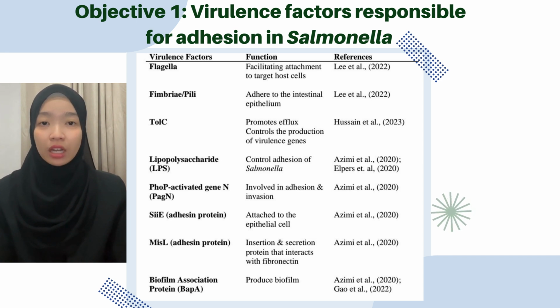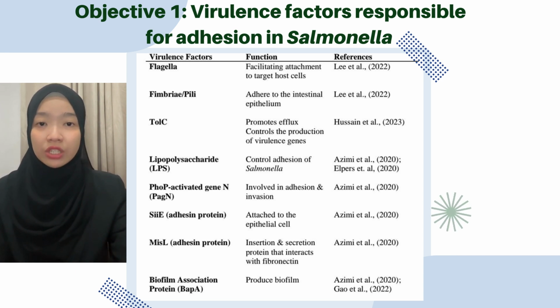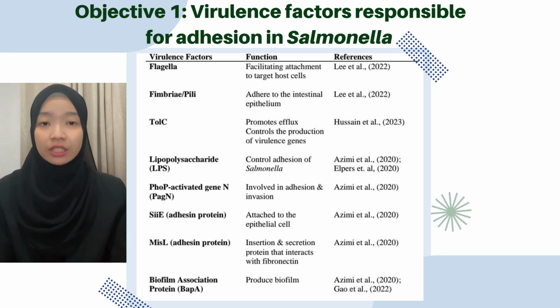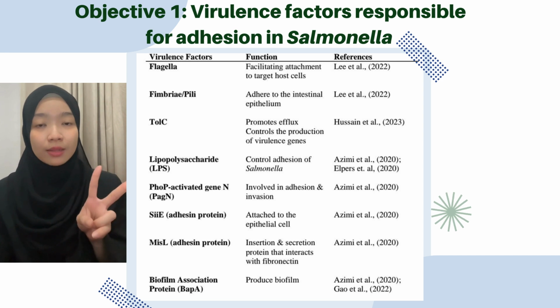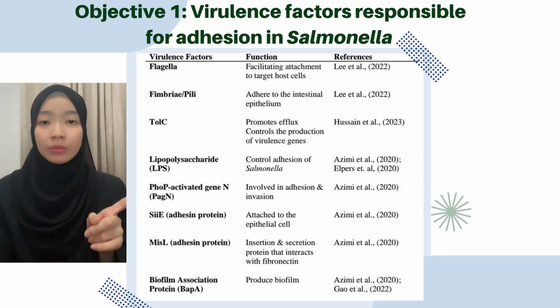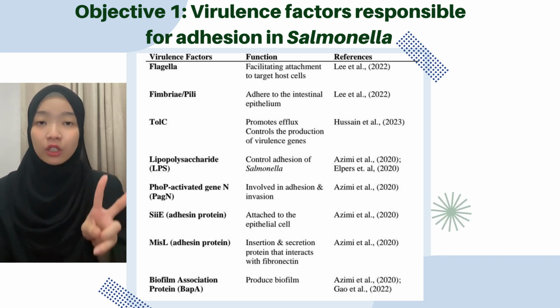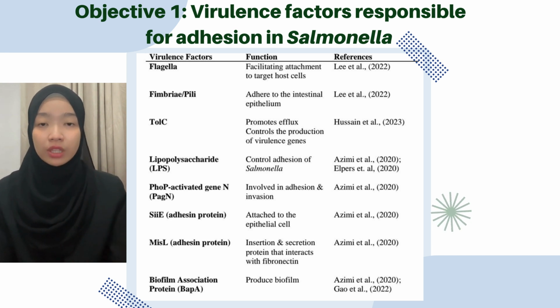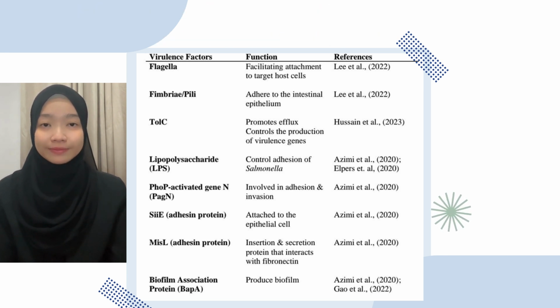Next, lipopolysaccharide is responsible for controlling adhesion of Salmonella, and the 4P-activated gene N is involved in adhesion and invasion. There are 2 adhesin proteins stated here, which are SiiE that contributes to the attachment to epithelial cells and MisL that contributes to insertion and secretion protein that interacts with fibronectin. Biofilm-associated protein is also considered an adhesion factor as it produces biofilm for Salmonella.